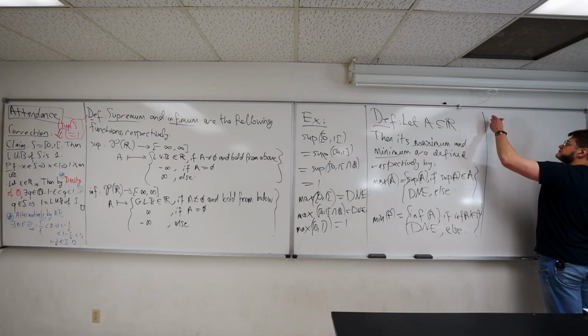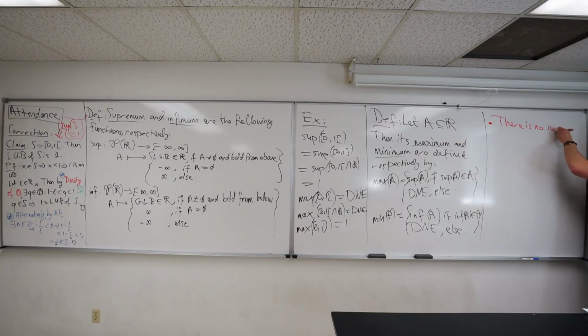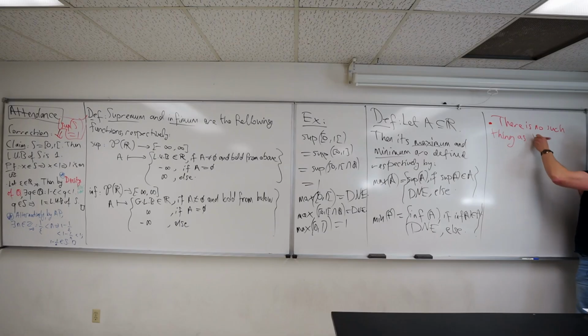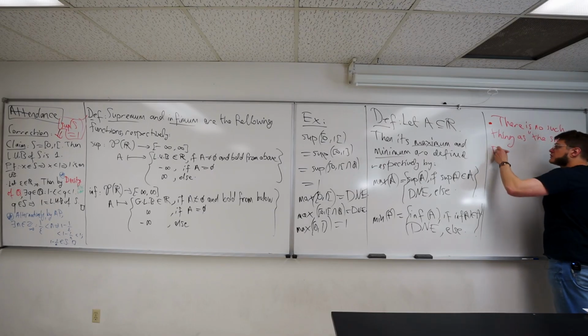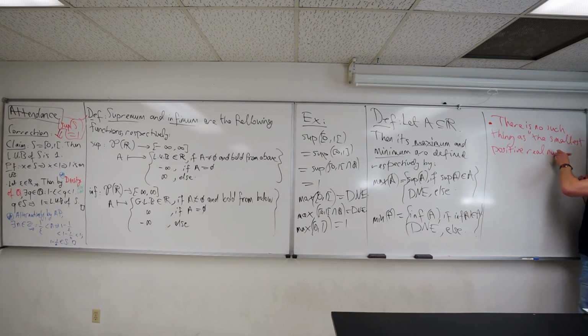So there is no such thing as the smallest positive real number. Does that extend to positive rational numbers as well? Exactly, yeah. You can use rational here too. Very good.